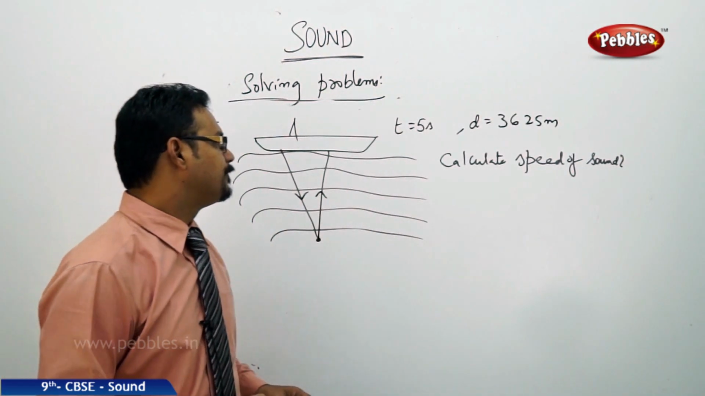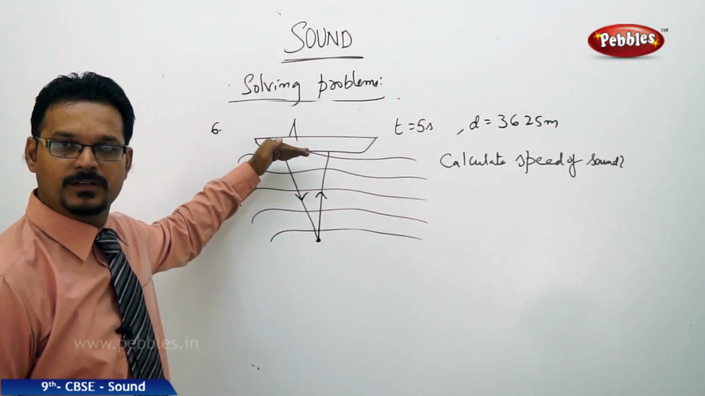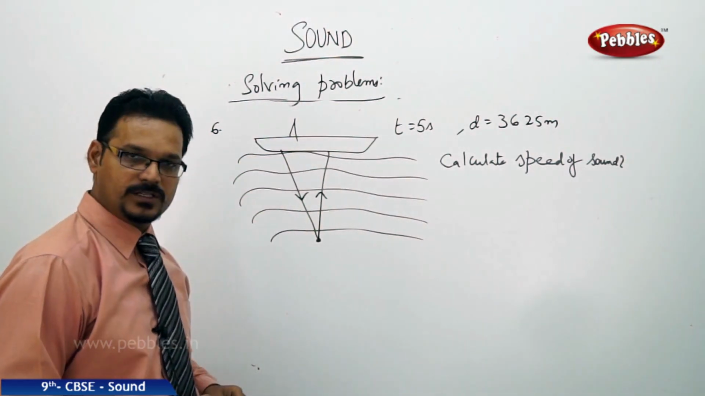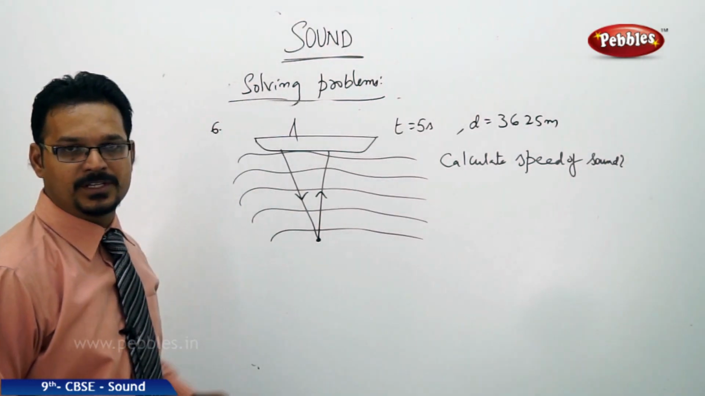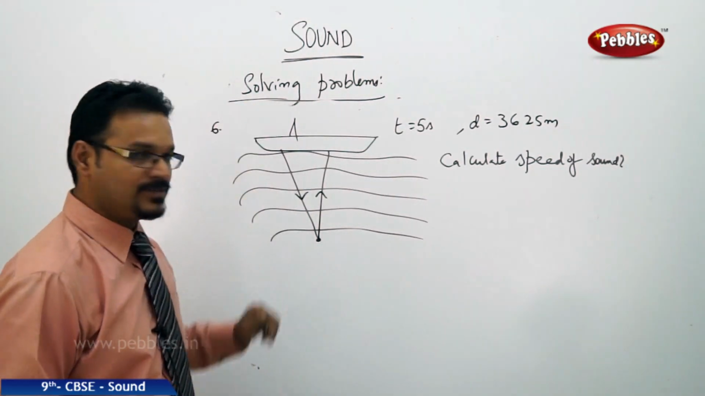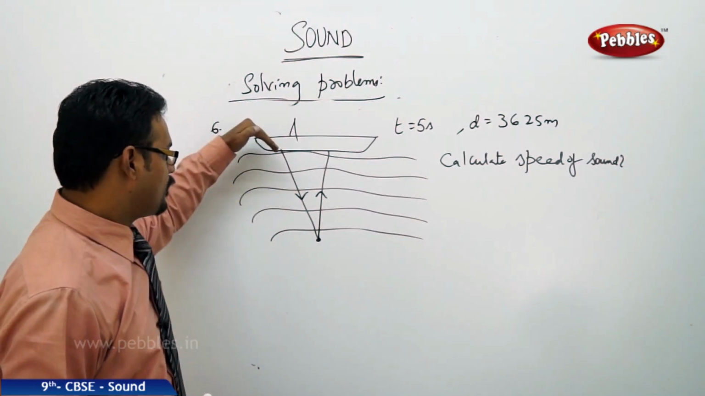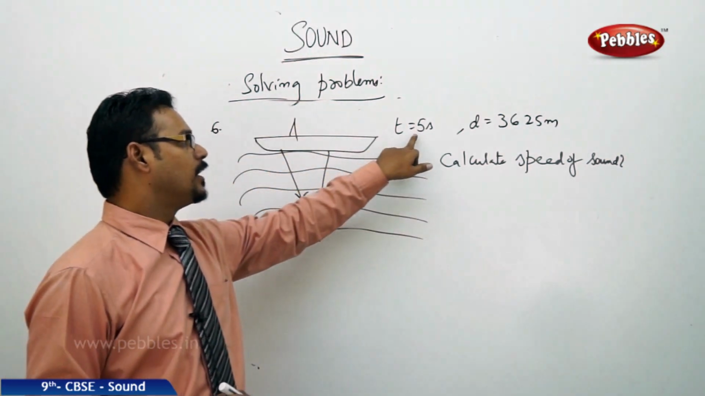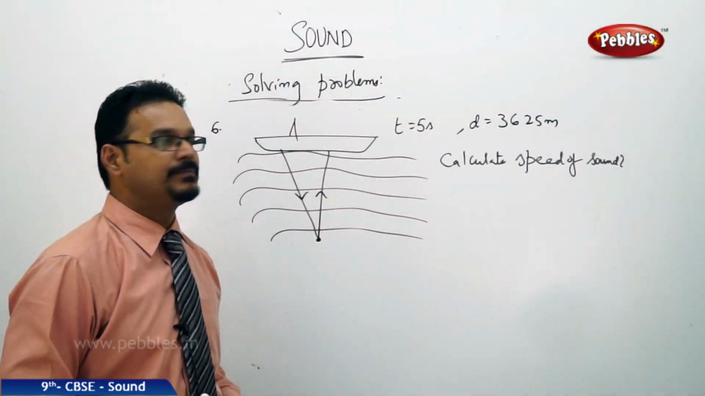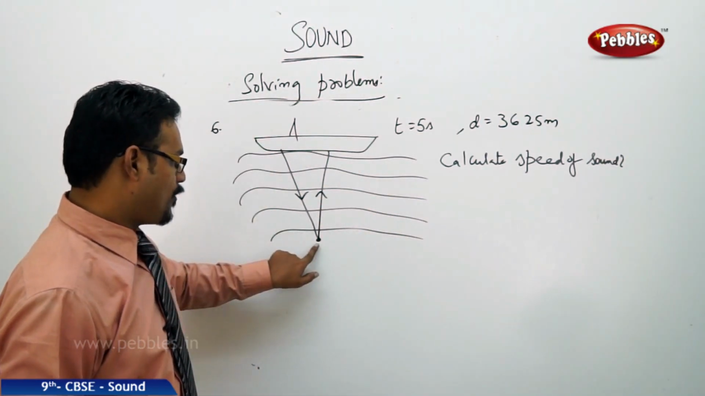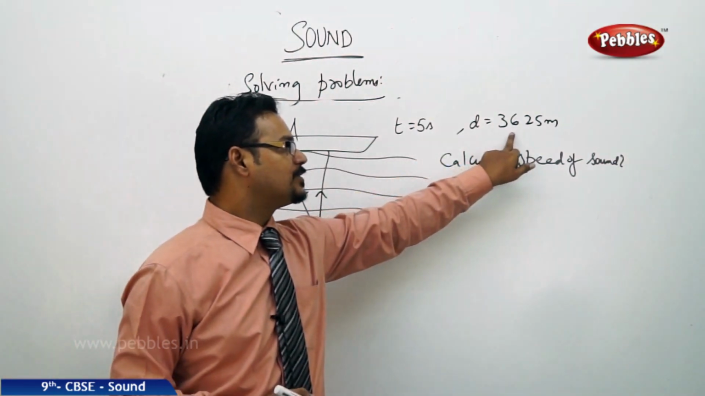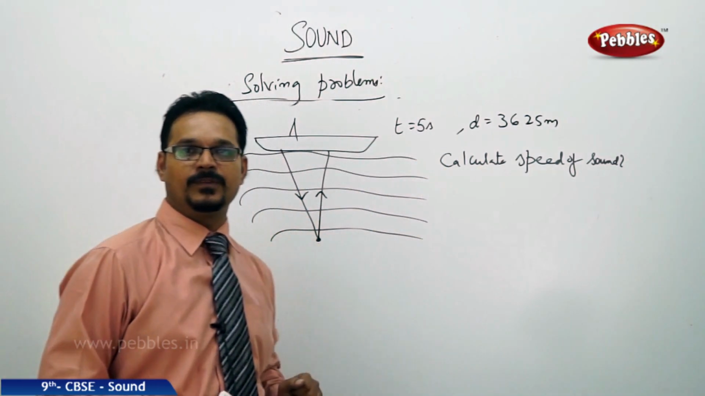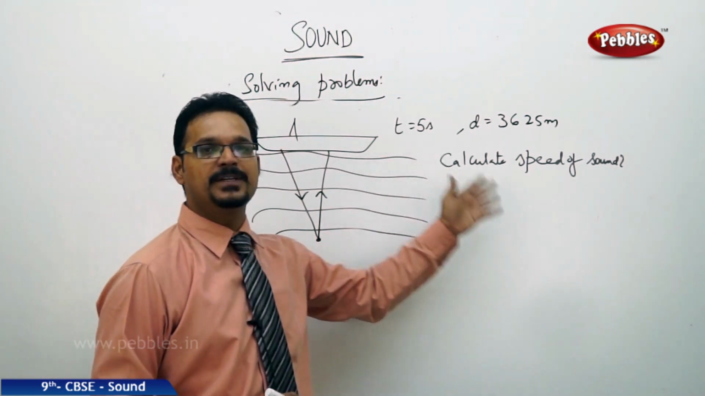One more problem for you. There's a ship on the surface of the sea, and through the ship, a sonar machine is used and sends the waves, and the sonar produced an echo at time 5 seconds, and the distance between the point under the sea water to the ship is 3625 meters. Now the question is, calculate the speed of the sound.